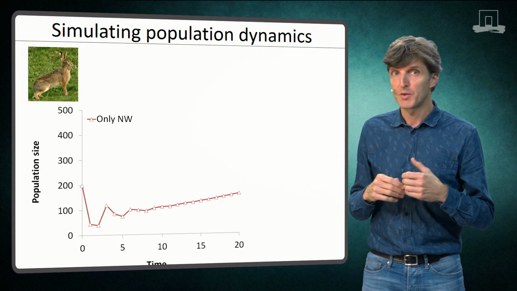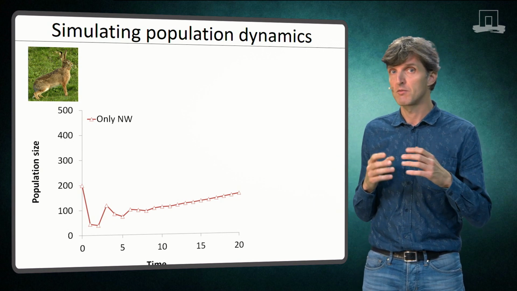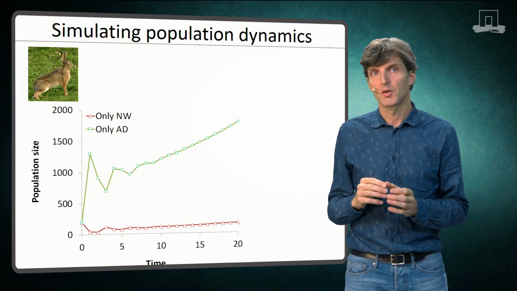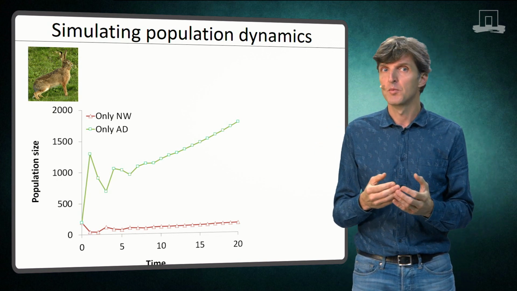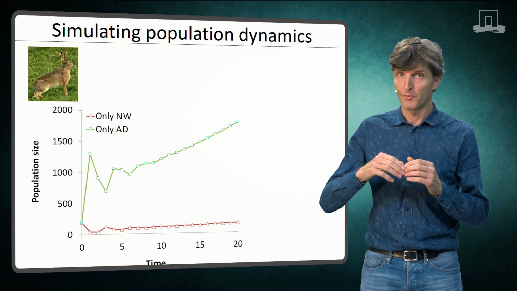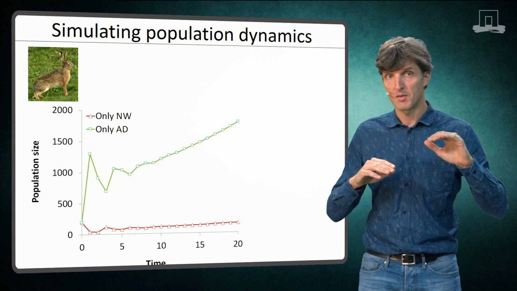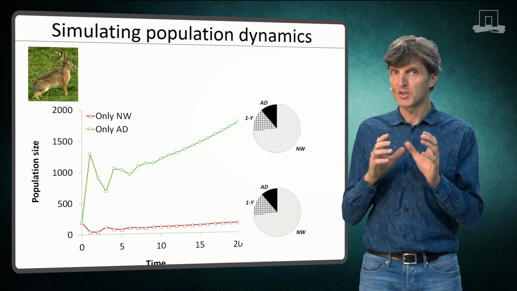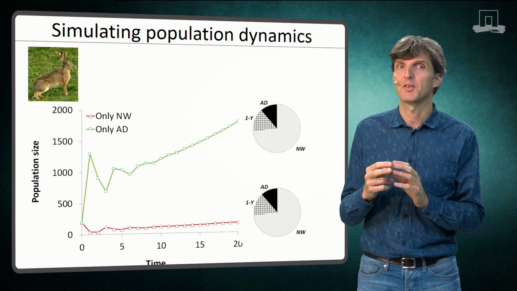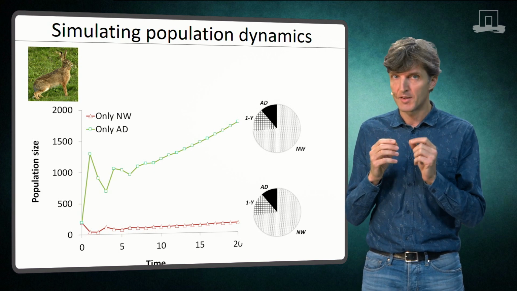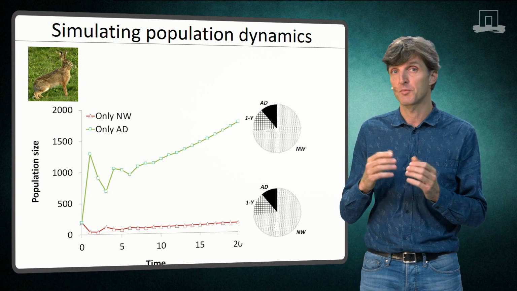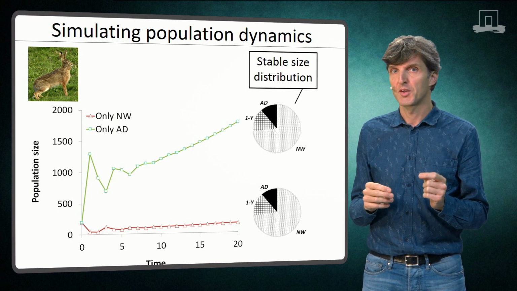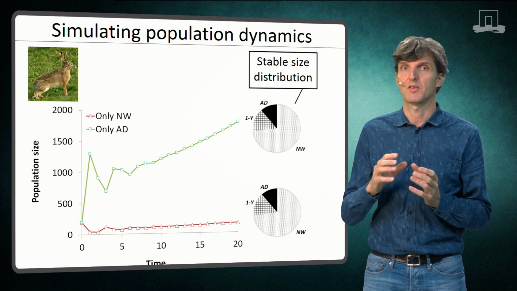Let's see what happens if we start with 200 adults instead of 200 newborns. Over here. In this case, population growth is much faster because many newborns are produced. And again, after some fluctuations, the population grows at the same constant rate. The other interesting result is that the distribution of individuals over the 3 age classes after 20 years is exactly the same for these two cases, in spite of their very different starting values. Both simulated populations have reached the so-called stable size distribution.